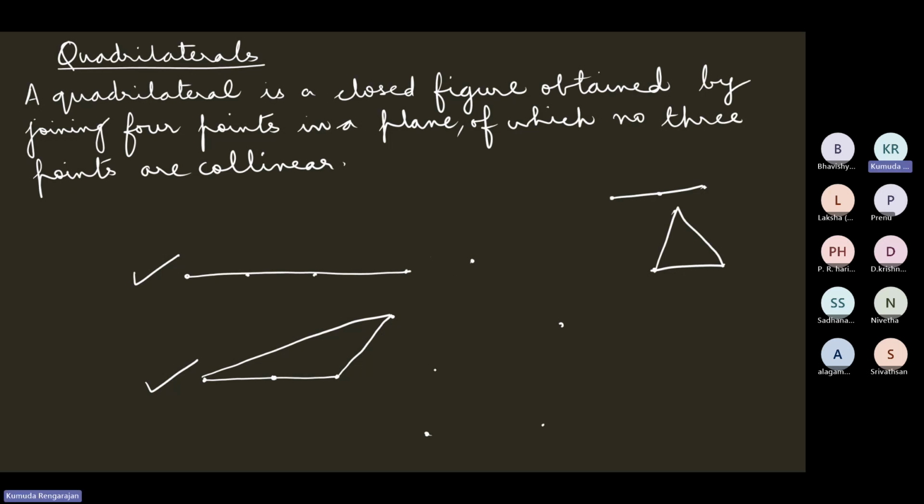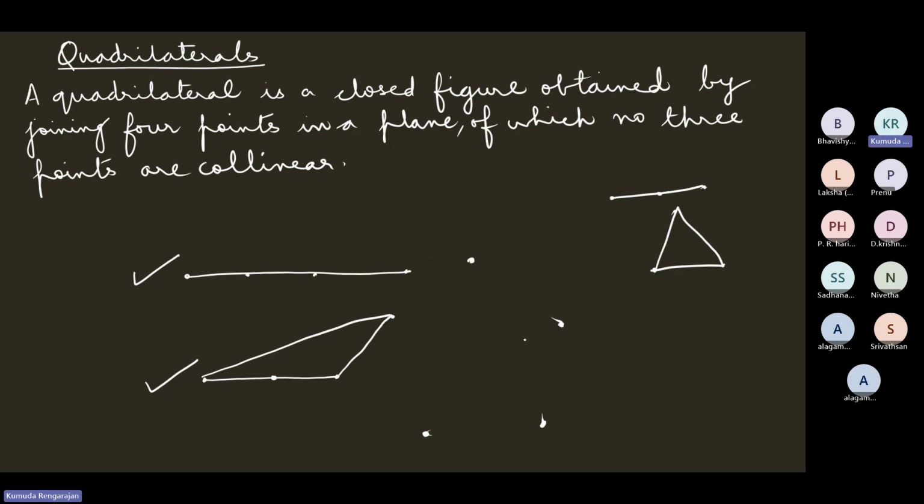In this arrangement, we have taken 4 points, of which no 3 points are collinear. When you consider any 3 points, you can see that they are not collinear. Only in this case, a quadrilateral is formed. And you should connect the points in order. See, if you connect like this, no quadrilateral is formed. You must join the points in order.